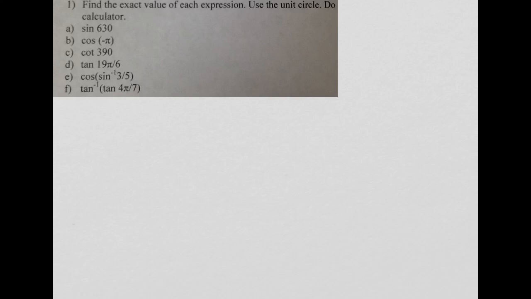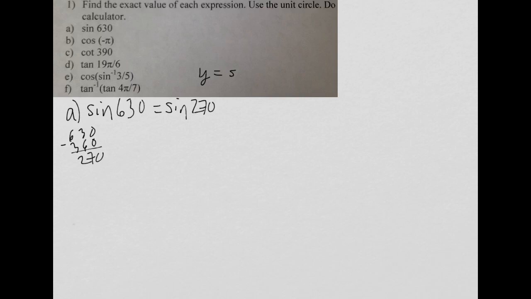Number one, we're finding the exact value of the expression. So we need to figure out for A, where is 630 degrees. So we think of the unit circle and subtract 360 from the 630. It lands at 270. So on the unit circle, you're doing the sine of 270. And on the unit circle, y is the sine. So that answer is -1.